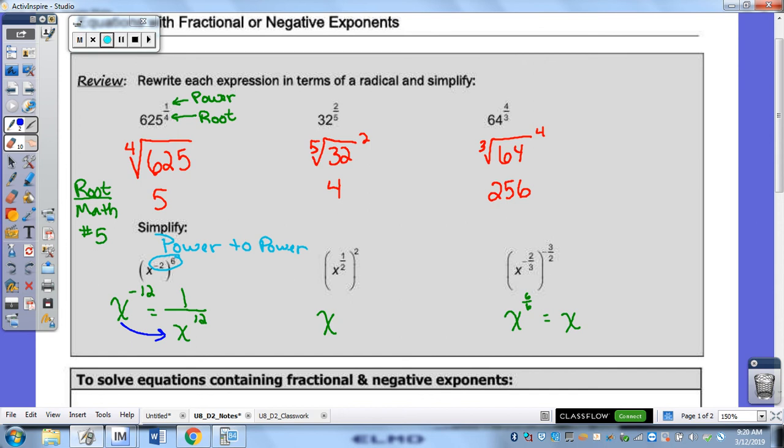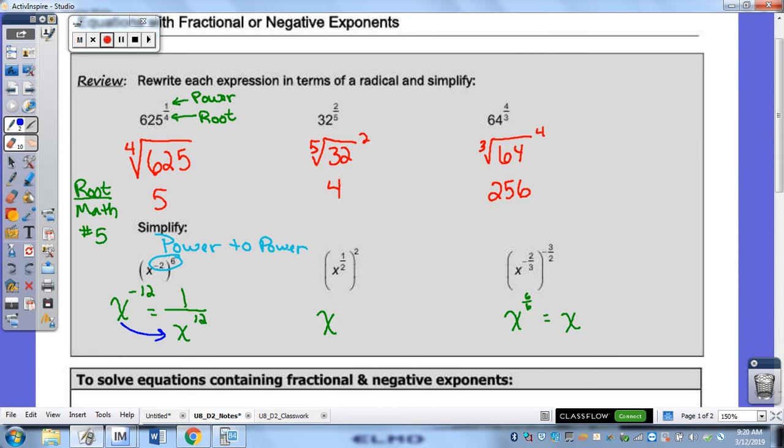And then this one, negative 2/3 times negative 3/2. Negative times negative makes it positive. Multiply your top, multiply your bottom. So 2 times 3 gave me 6. 3 times 2 gave me 6. 6 over 6 reduces to a 1, so it's x to the first again.